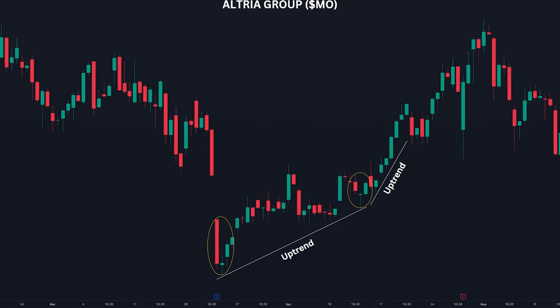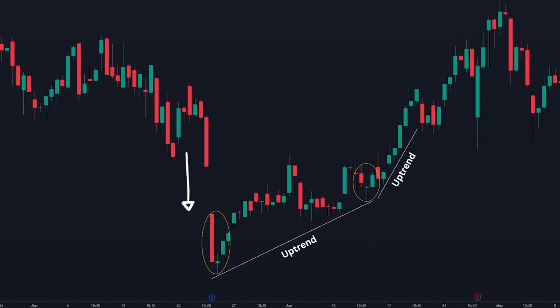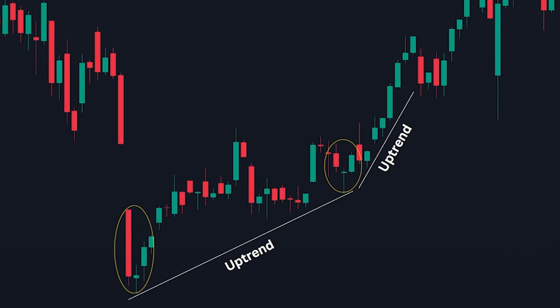The price was trading in a downtrend, and then it gapped even lower and created the first highlighted Morningstar pattern. This formation marked the reversal of the downtrend and the start of a new uptrend. We also see another formation of a Morningstar pattern in the middle of the uptrend, after which the price starts trading at a steeper uptrend.